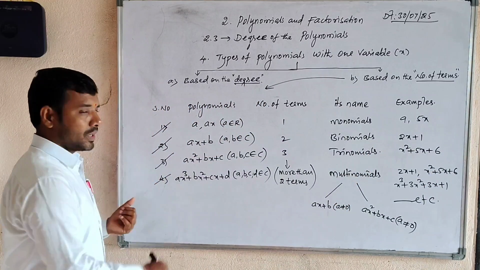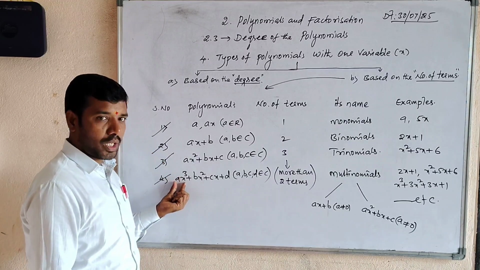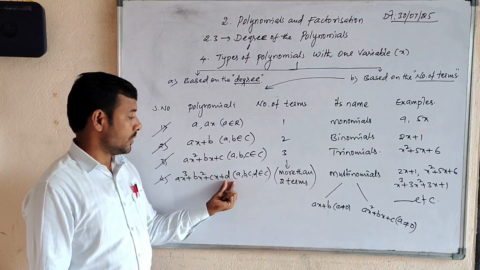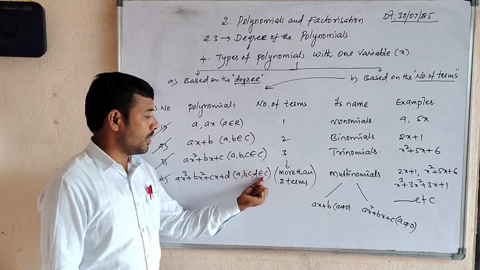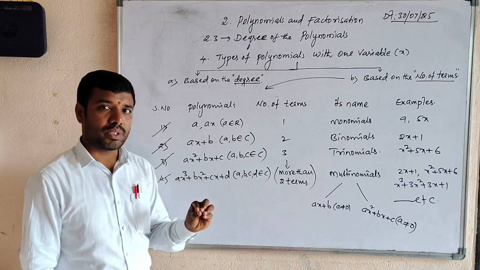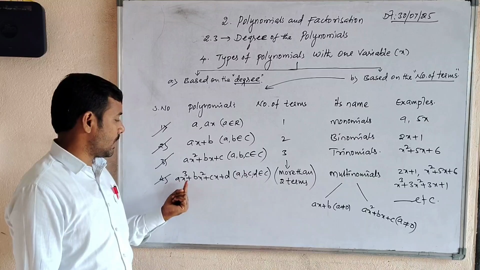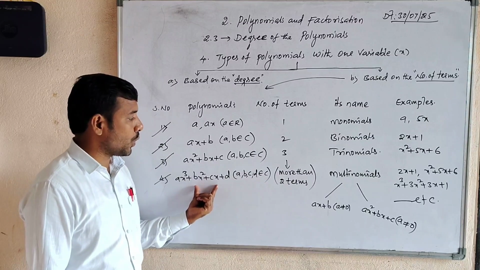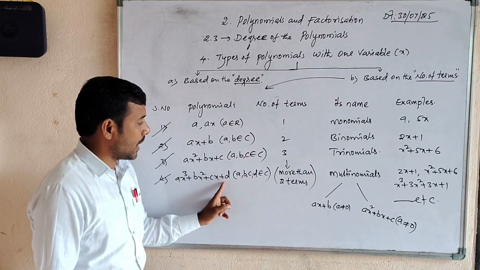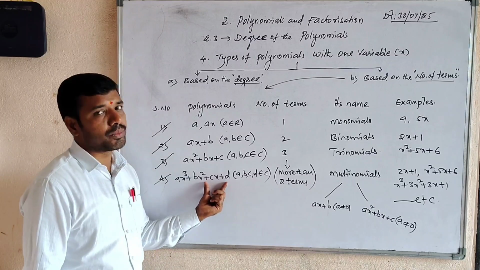Now let us go with the fourth. This is the last one. Ax power 3 plus bx square plus cx plus d, where a, b, c, d all belong to constants or numerals. A special situation is, in this, how many terms are there? Actually 4 terms there. 1, 2, 3, 4. But we have to focus on the polynomial which contains more than 2 terms. Carefully, students. Actually it has 4 terms.